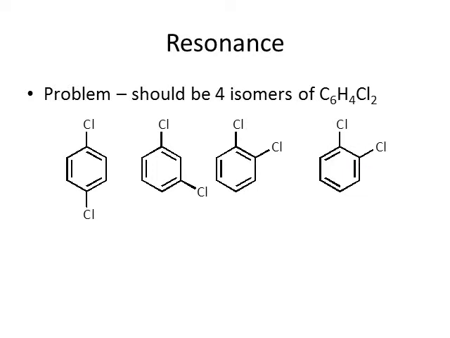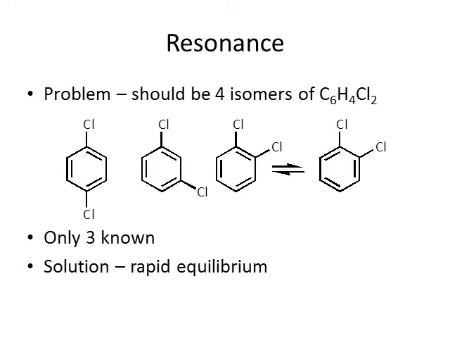But as try as they might, they could only find three isomers. They could only find three different compounds that had that formula. So Huckel came back and said, well, maybe these two structures were actually rapidly equilibrating. That is, it was going back and forth so fast that you couldn't actually separate them. So he said there was an equilibrium. Well, that doesn't quite fit the data.